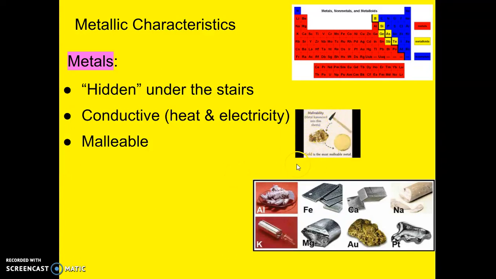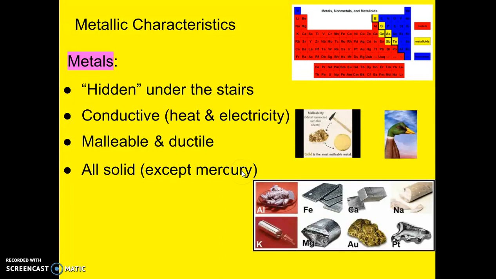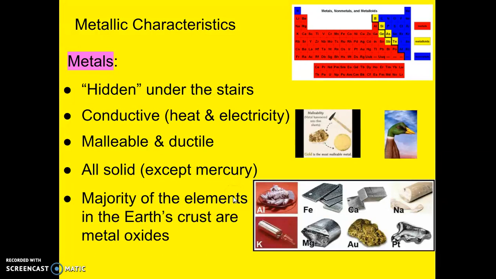Malleable. You can pound them into thin sheets. Gold is the most malleable metal, which is why we use it for jewelry. And then things that are ductile. There's a duck. But things that are ductile just means that I can bend and fold it. Think aluminum. Aluminum is a good example of a metal that's really ductile. They're all solid at room temperature except for mercury. Mercury is a liquid at room temperature, but all the rest of them are going to be solids.